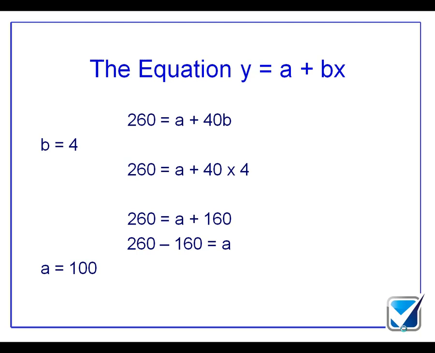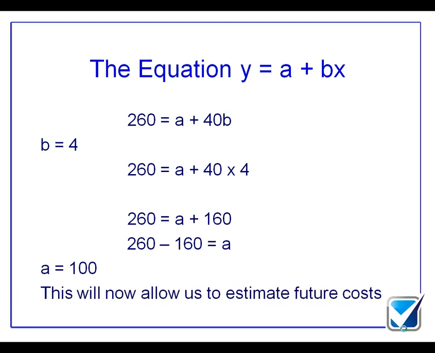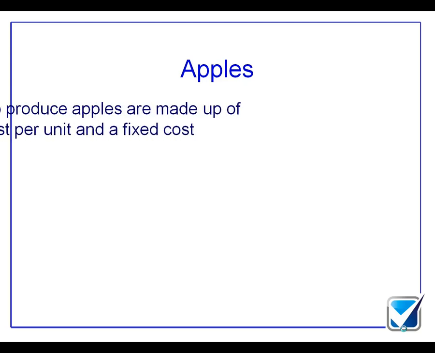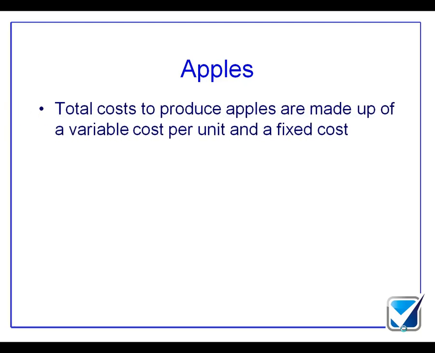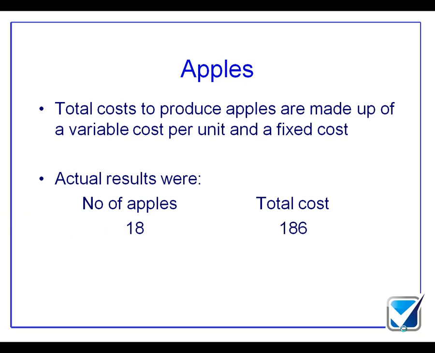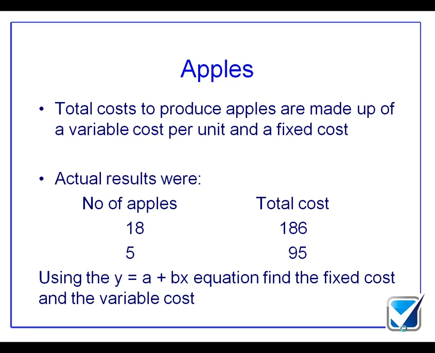Right, here's another example. This time we're going to look at apples instead of oranges. With regard to our example of apples, the total cost to produce apples is made up of a variable cost per unit and then a fixed cost. Think about the crate example before. Actual results that we have: total number of apples 18, total cost 186; total number of apples 5, total cost 95. We're going to use y equals a plus bx, and use the simultaneous equations to find the fixed cost and the variable cost.